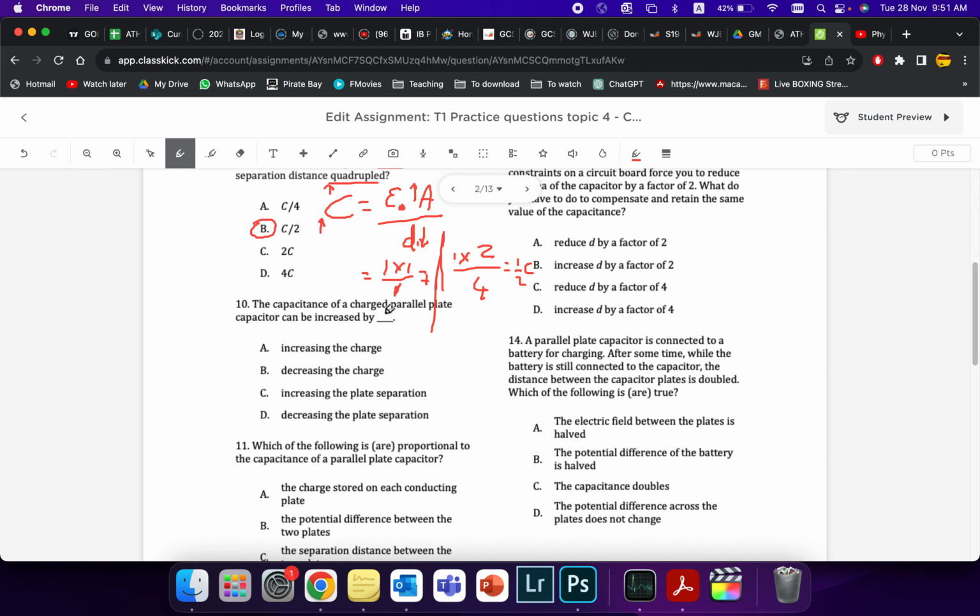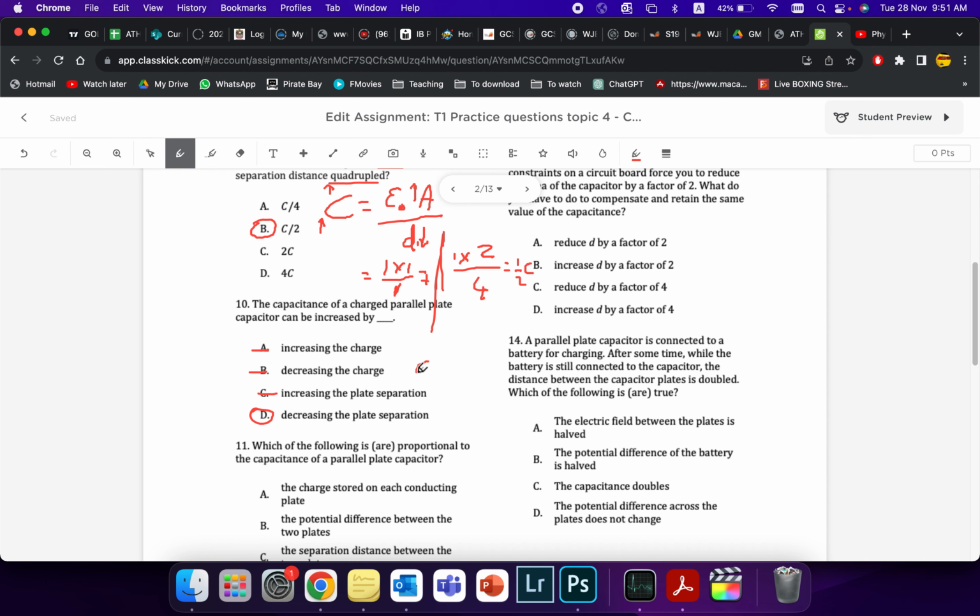Now it says we want to increase the capacitance. Increasing the charge does not affect it. Decreasing the charge does not affect it. Increasing the separation, which is making the distance bigger, well, actually no, we realize that's wrong. Decreasing the separation, yes.